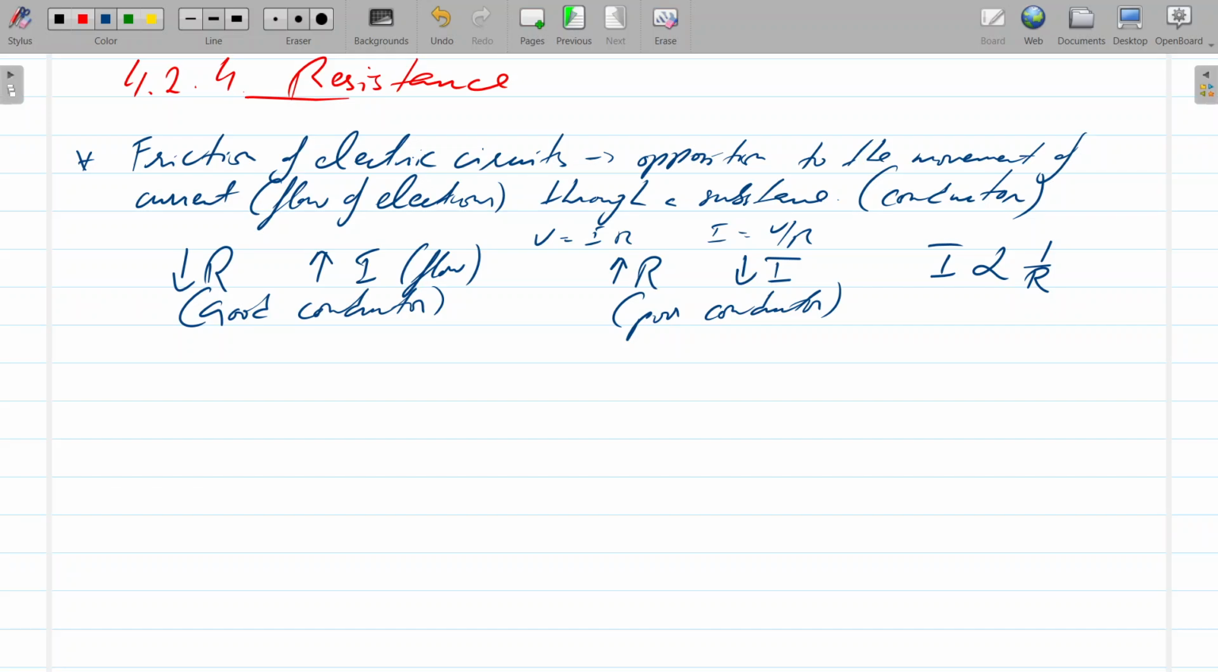Resistance is how easily electrons can flow through a material. If they can flow through easily, that means resistance is low. If they're not flowing through easily, it means resistance is high. So how easily electrons are able to flow through a material is the resistance. Again, do not confuse it. I did not mention friction to say resistance is friction. Please don't confuse the two.